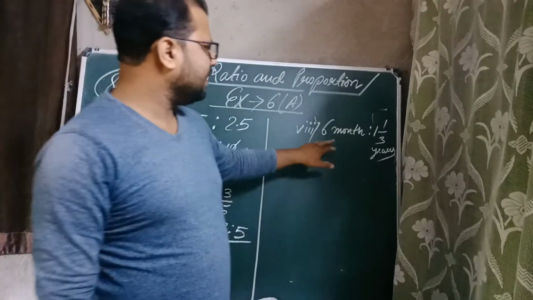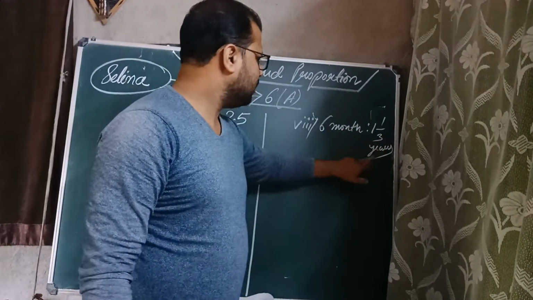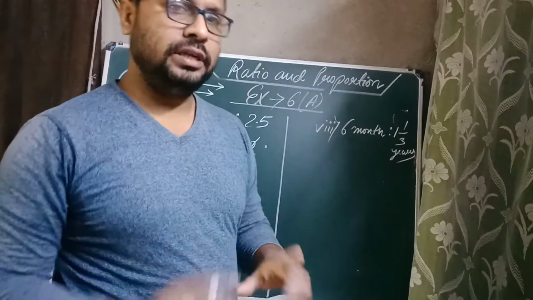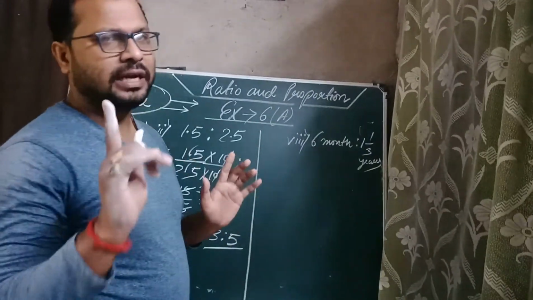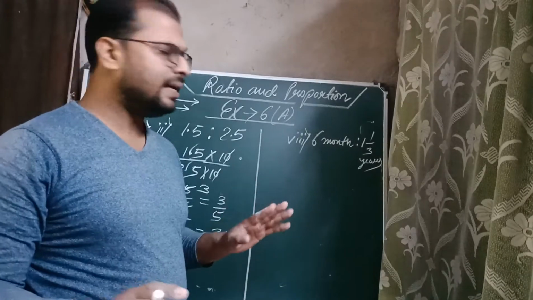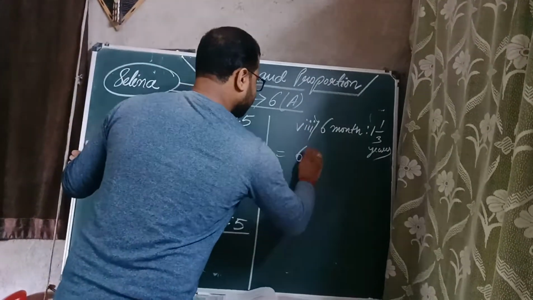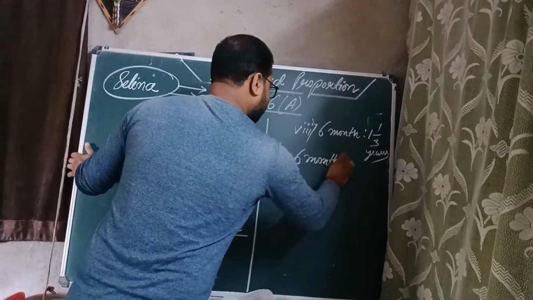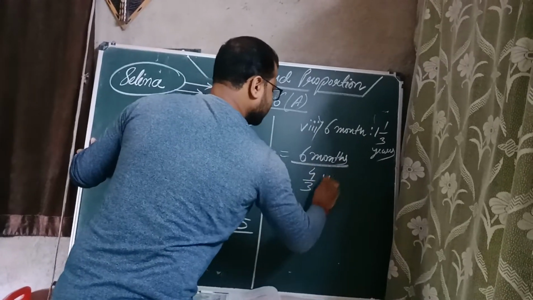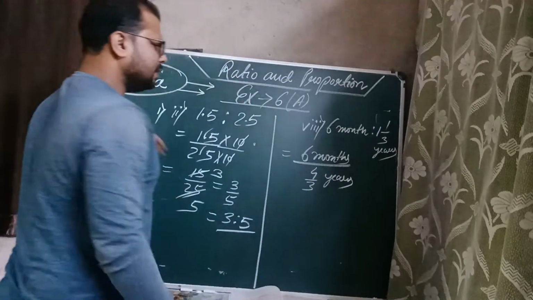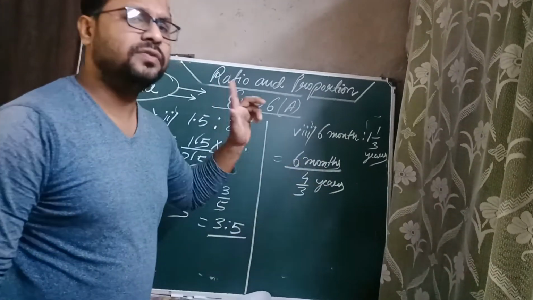Eighth part. You can see here I have written the question: 6 months is to 1 1/3 years. Months and years, different things are there. We cannot divide in this particular way. So we have to convert years into months, otherwise months into years, then only we can do this. First of all, write this: 6 months divided by 3 ones are 3 plus 1, 4 by 3 years. Okay, students? Months and years, different units are there. We cannot cancel it. First of all, we have to convert it.